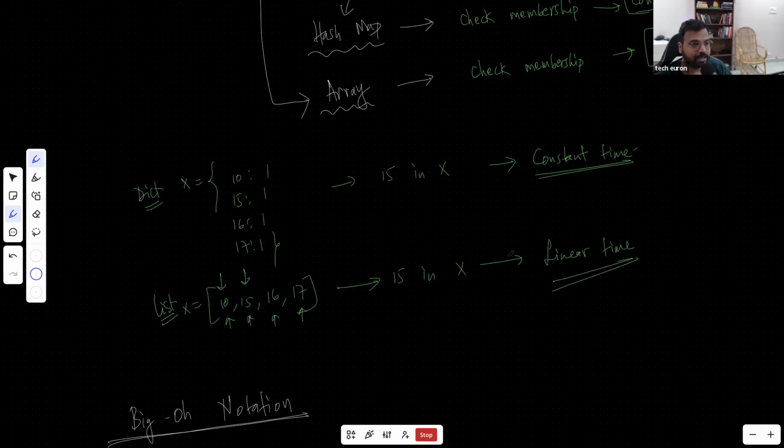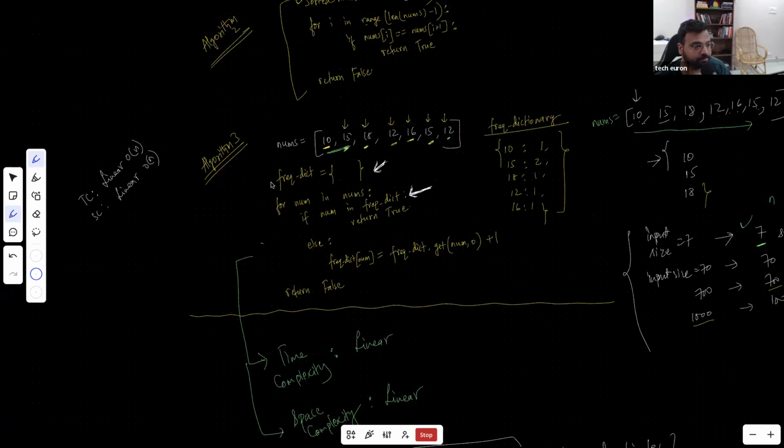So if it becomes linear time, this line of code will be O of n if it is a list, but it will be O of 1 if it is a dictionary. That's why we are using a dictionary, or we will use a set. You can also use a set.